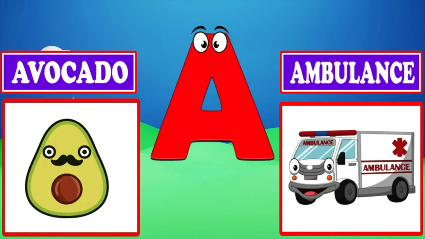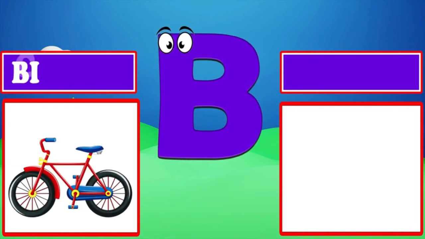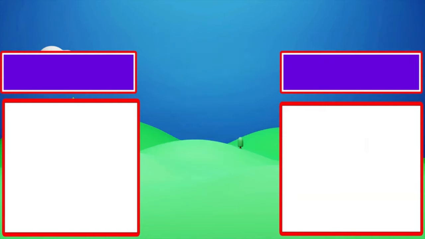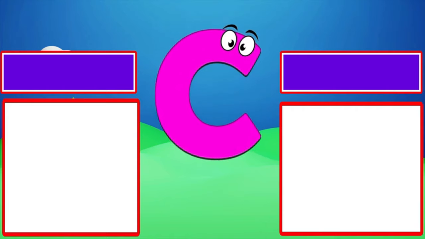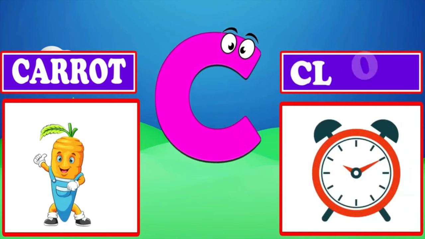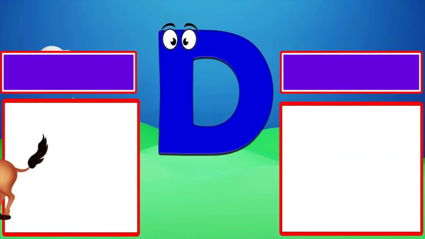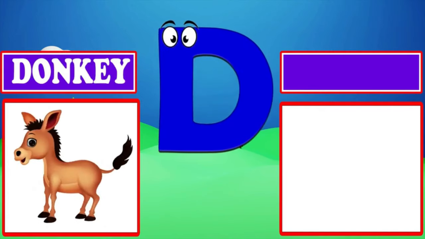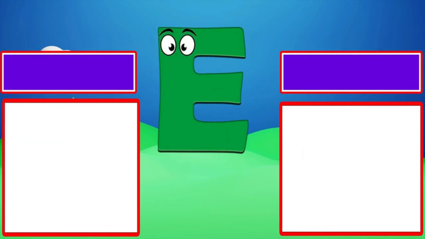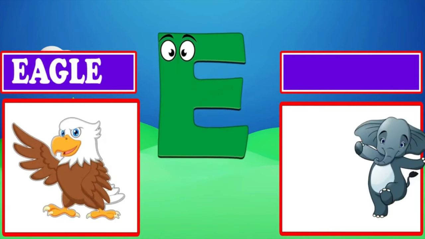Ambulance. B for bicycle. Bed. C for carrot. Clock. D for donkey. Dolphin. E for eagle. Elephant.